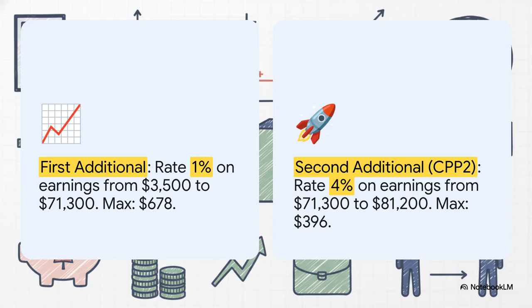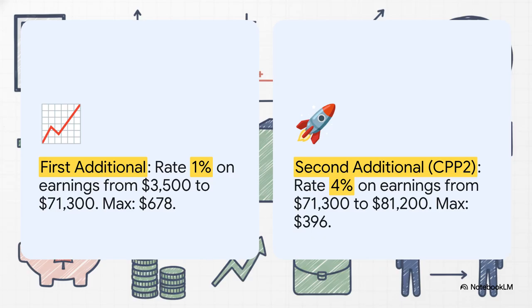The first additional contribution is just a 1% charge, and it's on the exact same income range as the base part we just did. That gives us a max contribution of $678. But look over at the second contribution, the CPP2. The rate is much higher, 4%. But, and this is key, it only applies to a brand new slice of income. The money you earn between the old ceiling of $71,300 and a new ceiling of $81,200.